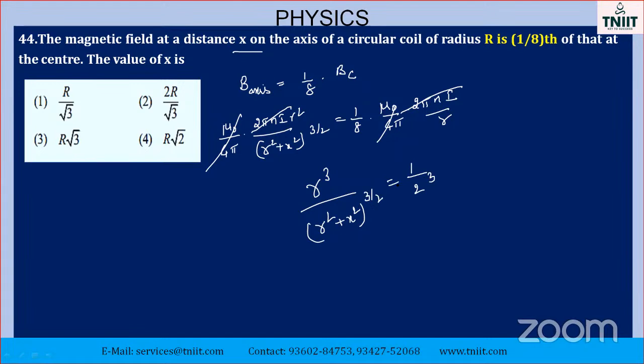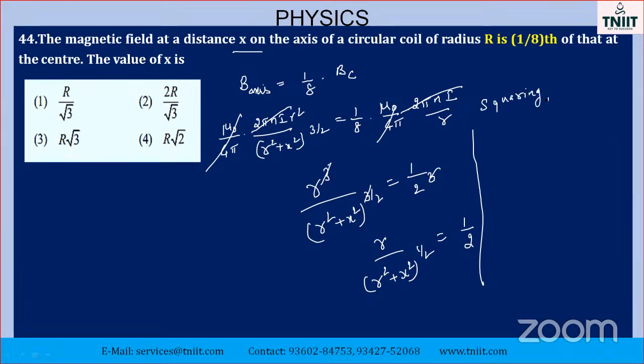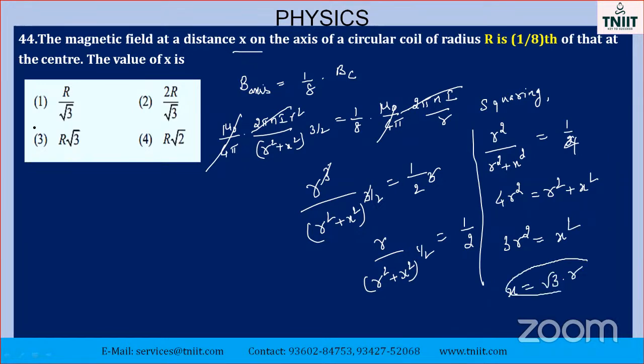r cube divided by r squared plus x squared whole power 3 by 2 equals 1 by 8. 1 by 8 I will take as 1 by 2 cube. So cube will get cancelled out. So r divided by r squared plus x squared whole power 1 by 2 equals 1 by 2. Squaring on both sides, r squared divided by r squared plus x squared equals 1 by 4. Cross multiply. So 3r squared equals x squared. So what is the x value? Root 3 times r. So option K is the right answer.